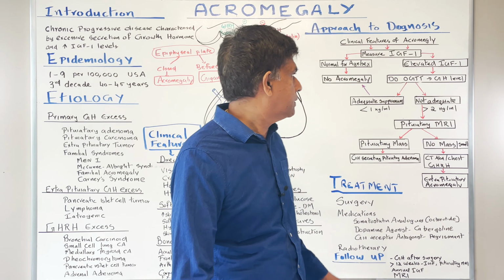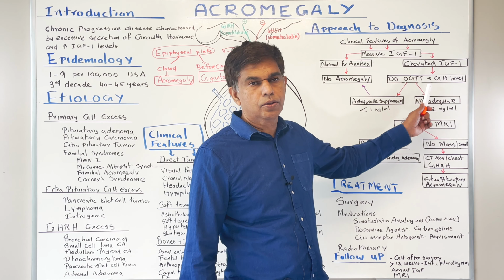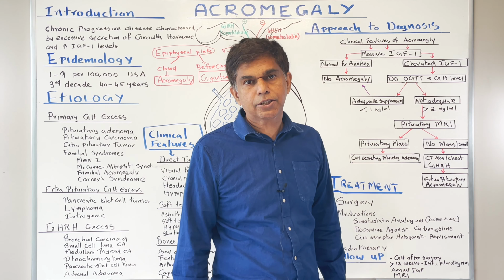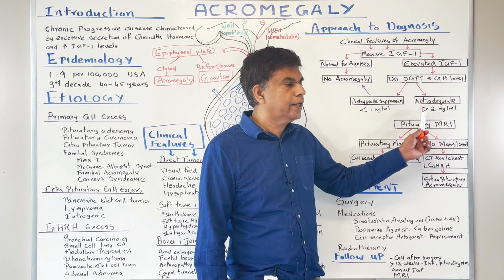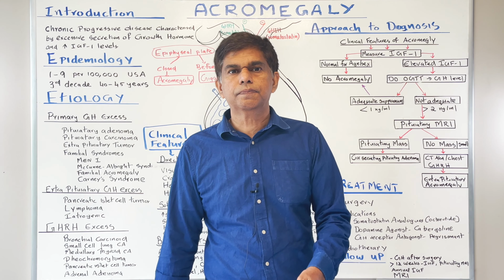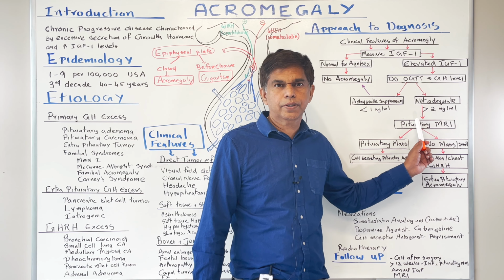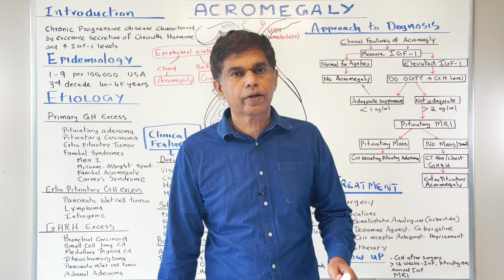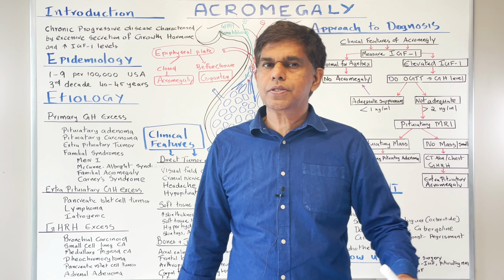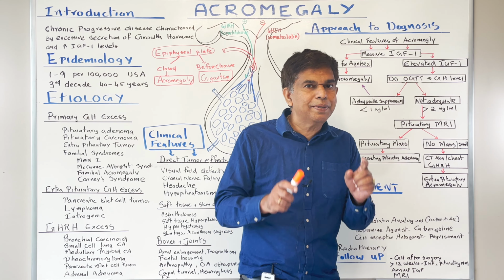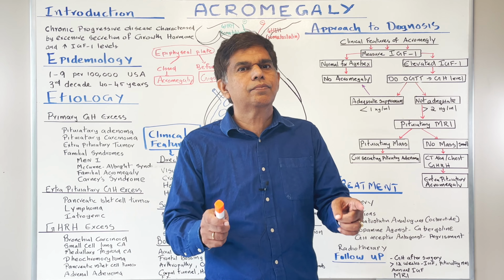Right? Let's say you do the oral glucose tolerance test, you measure the growth hormone, and there's no adequate suppression, it's greater than 2, then you have to be worried, right? Once you do that, acromegaly is going on. Next thing is you have to look at the pituitary. You do a pituitary MRI with and without contrast.